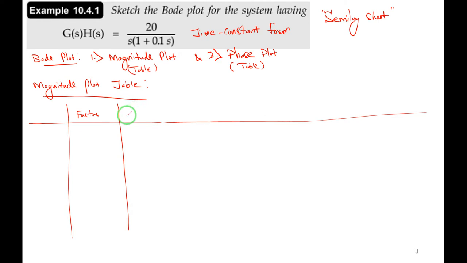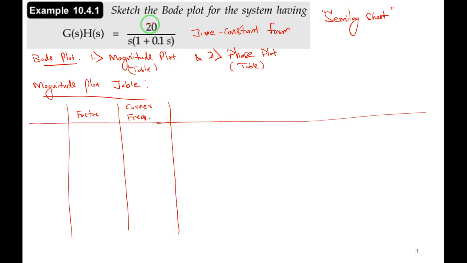Then next, what is the corner frequency? In 1 plus t1s, T1 is 0.1. So omega c, the corner frequency for a simple pole, is 1 by T, 1 by 0.1, which is nothing but 10 radians per second. Only this factor has a corner frequency. The other two factors do not have any corner frequency, but still I have to write the corner frequency in the table for each factor. So we will write it.